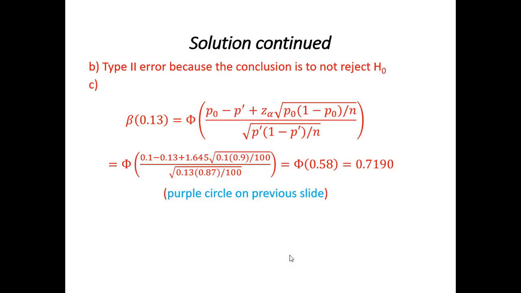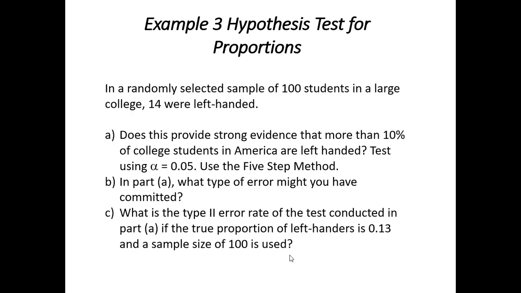Okay, so we have a question. Part B asks, what type of error can be made when we do this? Let's go back here. In part A, what type of error might you have committed? Okay, so that's question B. Question C, what's the type 2 error rate of the test concluded in part A, if the true proportion of left-handers is 0.13, and we still have the sample size of 100, that's the original sample size.